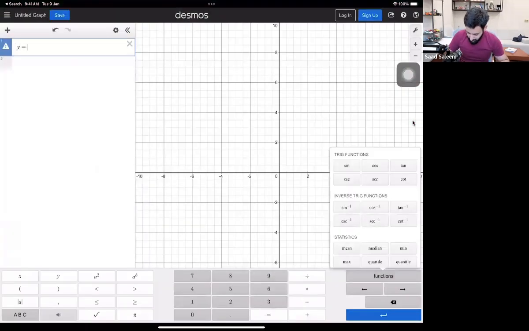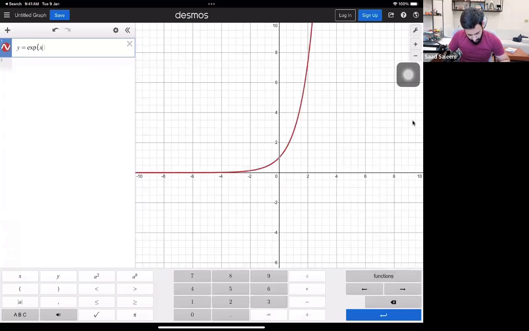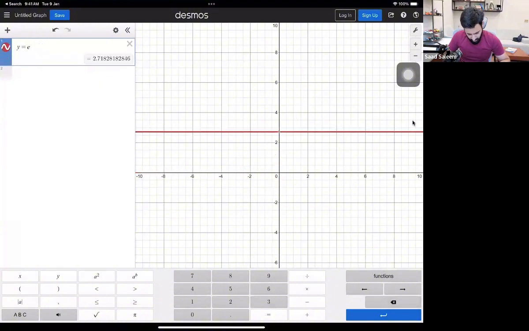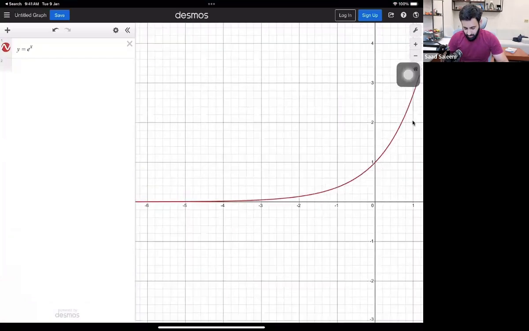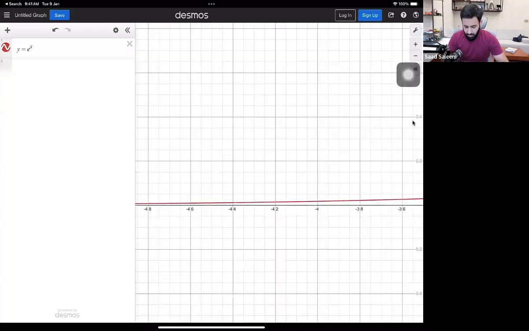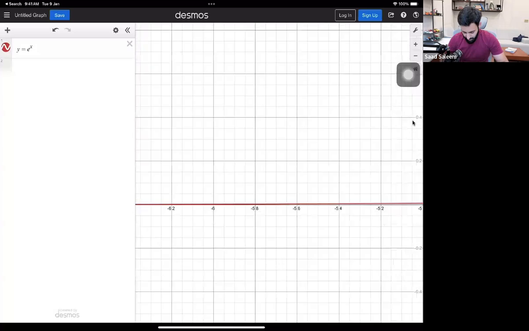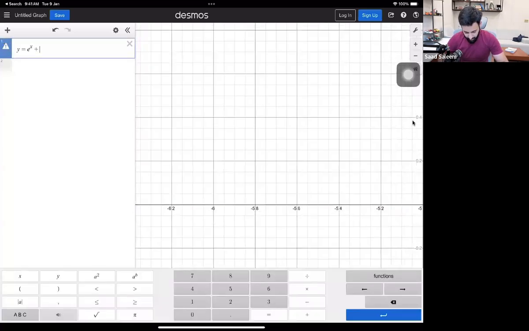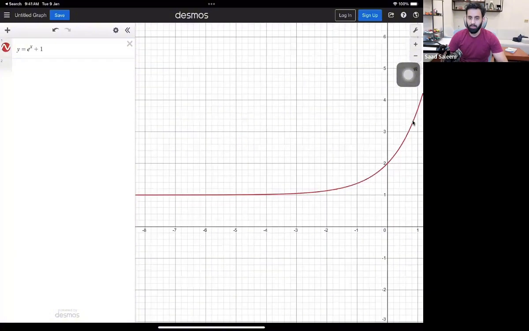So y equals e to the power of x. There you go. Notice that it has a horizontal asymptote, and that horizontal asymptote is y equals 0. And what happens if I, let's say, add 1 to it? Then that asymptote changes to y equals 1.